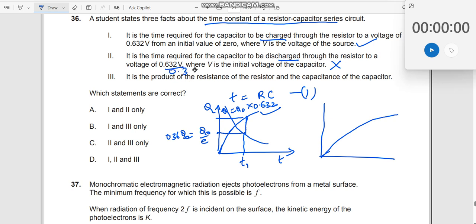Actually, the answer should have been 0.36, 0.37 should be your answer, but this is incorrect. The third: it's a product of the resistance of the resistor and the capacitance of the capacitor. Definitely, I told you already, T equals RC. So this is also correct. So the answer is 1 and 3. 1 and 3, it's B over here.